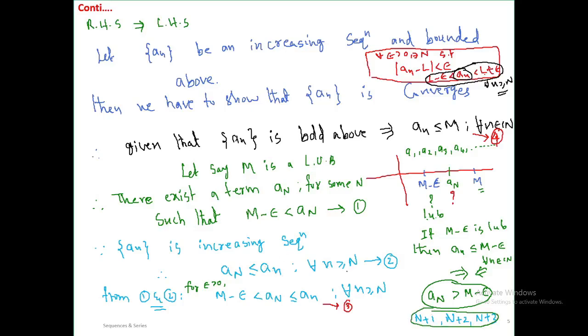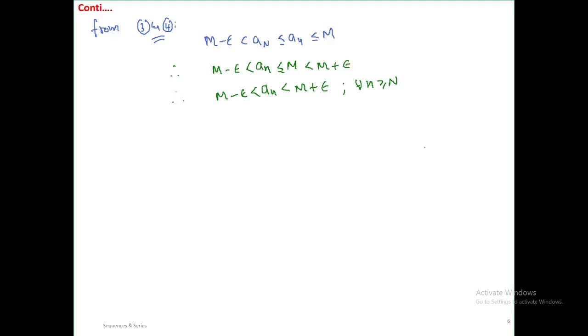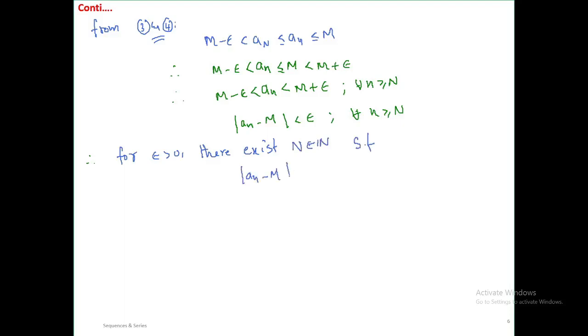That means for all n more than or equal to capital N. So that way this statement is true for n more than or equal to capital N. Therefore I can write this in symbolic form: |an − m| < epsilon for all n more than or equal to capital N. So all this together, the final statement is: for epsilon more than 0, there exists a natural number N belonging to natural numbers such that |an − m| < epsilon for all n more than or equal to capital N.